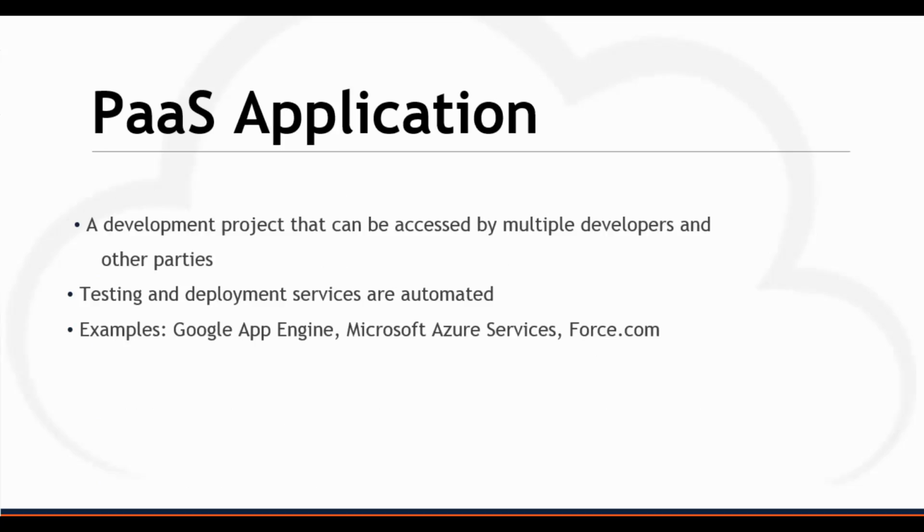PaaS is best suited for applications where accessibility for both developers and other parties in a development project is concerned. It is also used in cases where the testing and deployment services are automated. Some examples where PaaS is used include Google App Engine, Microsoft Azure Services, and Force.com.